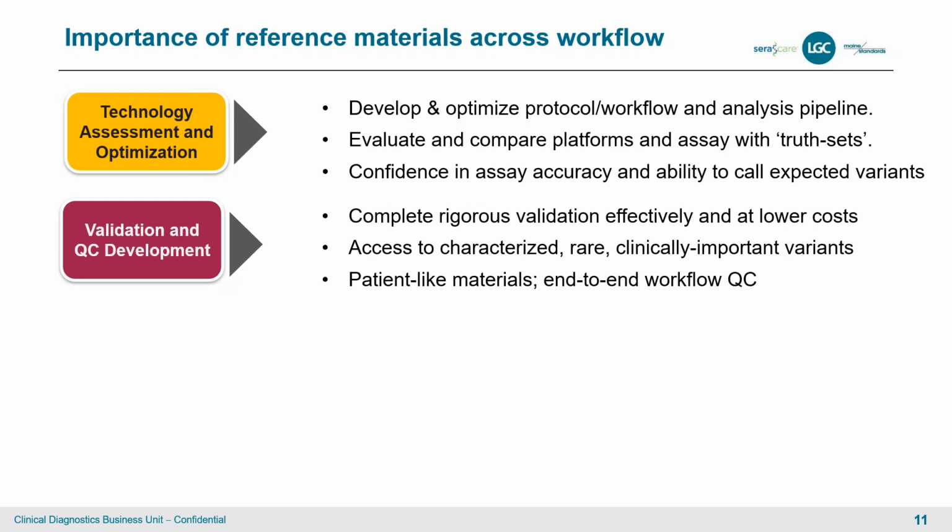These need to be patient-like materials. It's not important just to have a cell line mixture or other materials. These really need to represent the patient sample and the variants you're going to encounter. And ideally, we just talked about the workflow in the previous chart. You need to make sure that the material represents everything from step one through the final step.